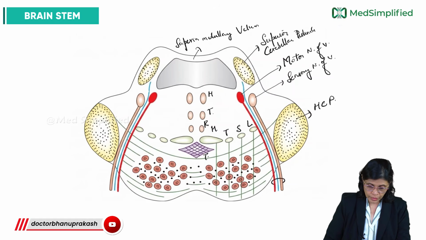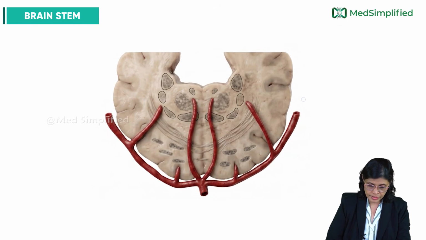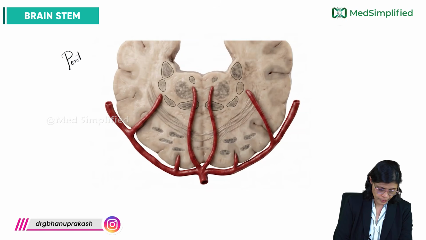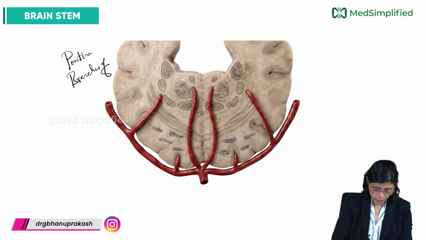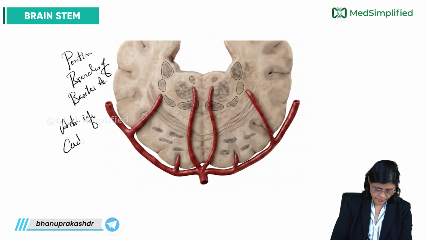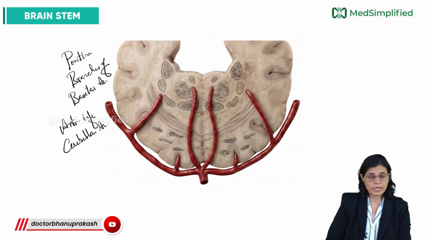Right. So now we will move on to the blood supply. Blood supply of the pons is mainly by the pontine branches of the basilar artery as well as the anterior inferior cerebellar artery. So these two, the pontine branches of basilar and the anterior inferior cerebellar artery, which is a branch from basilar, will supply the pons.